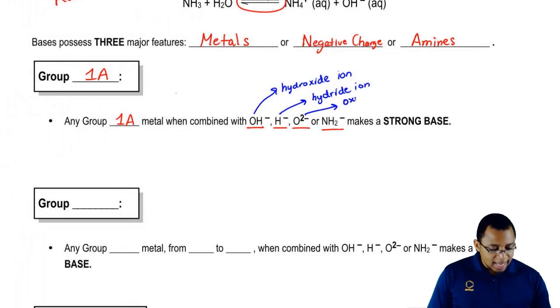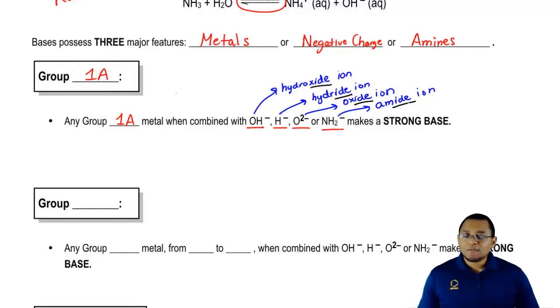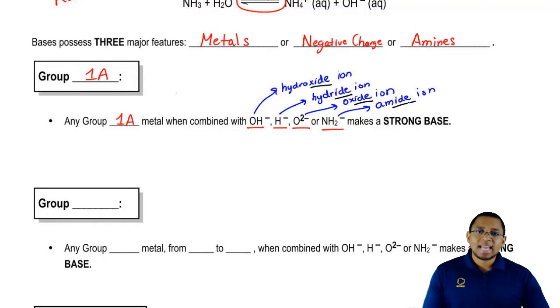O2 minus is oxide, and NH2 minus is amide. So notice all of them end with IDE because they have a negative charge present. So if one of these negative ions combines with any group 1A metal, it's going to create a strong base.